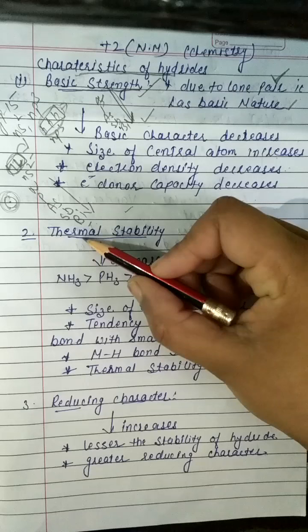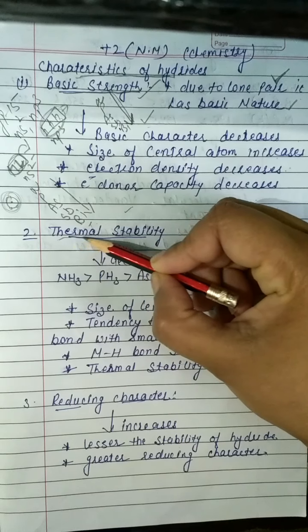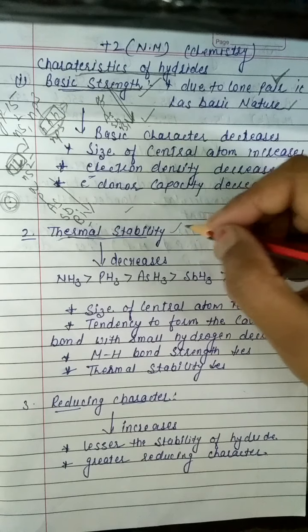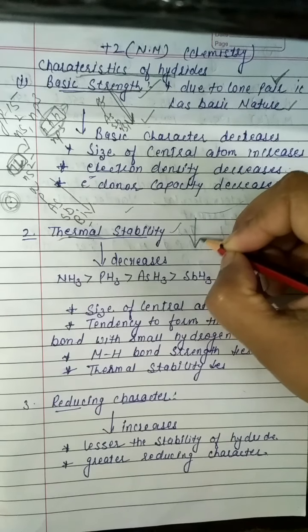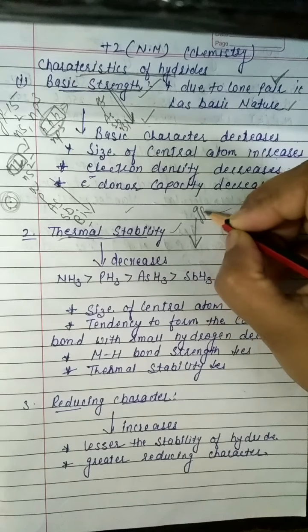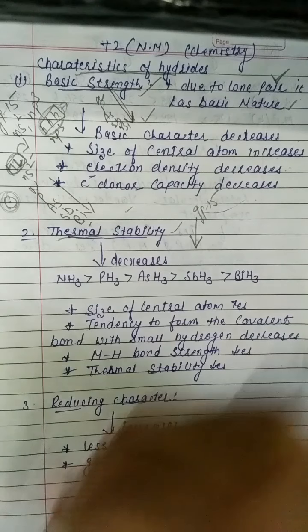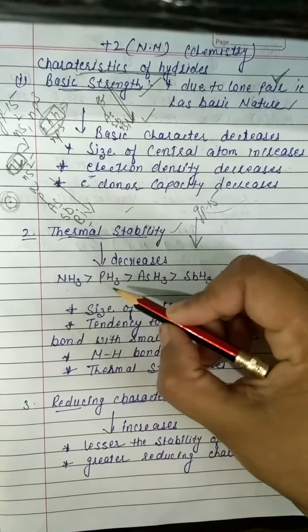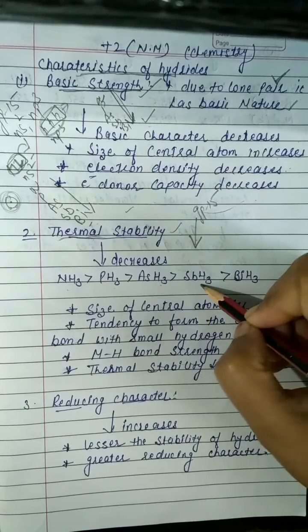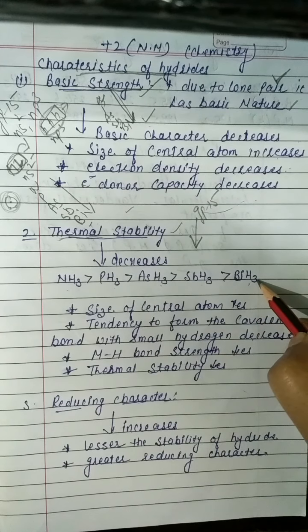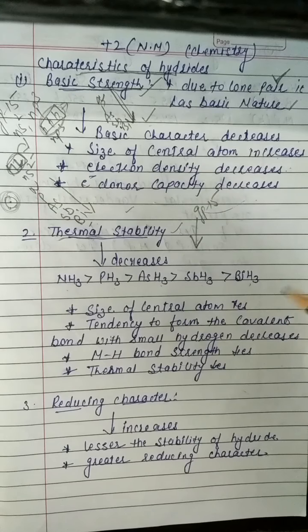Next, the characteristics of a hydride: thermal stability. Second, we discuss the thermal stability. Thermal stability also decreases when we move from top to bottom in group 15. What is the reason? The hydrides are ammonia, phosphine, arsine, stibine, bismuthine. When we move from top to bottom, they have less thermal stability. Thermal stability decreases.